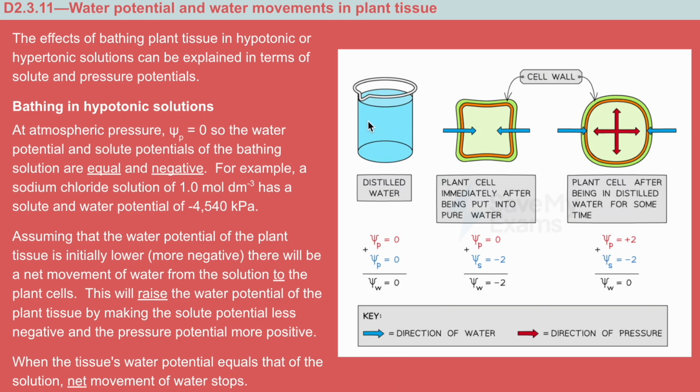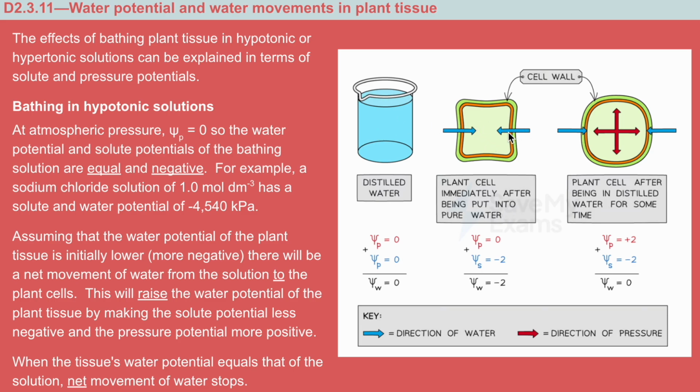Here we have some distilled water. We have a plant cell, and we're going to be bathing it in a hypotonic solution, in this case, distilled water. Note that the water is going to have a pressure potential of 0. And this is a little typo. This should say solute potential, just like each of these do. 0. It's distilled water. Now, immediately when the plant cell is put in, it's going to have a pressure potential of 0, but has a solute potential of -2 because there's more solutes inside the plant than in the distilled water.